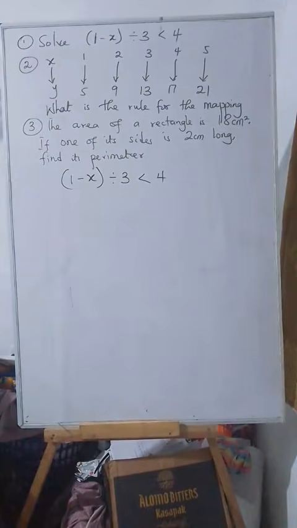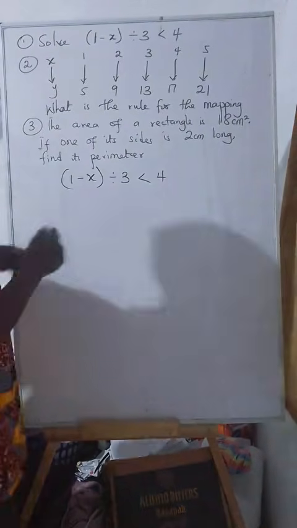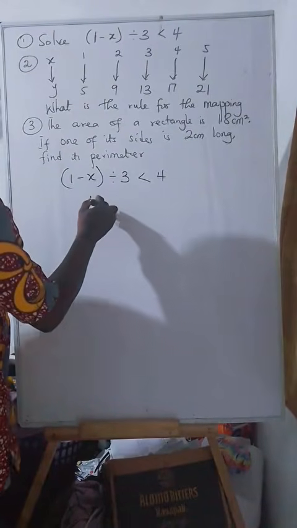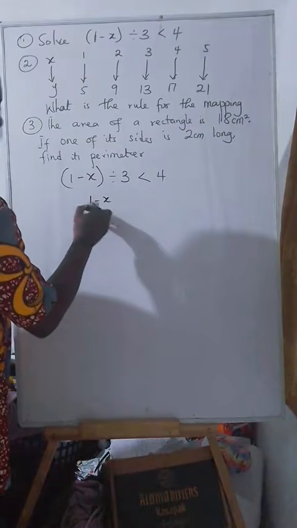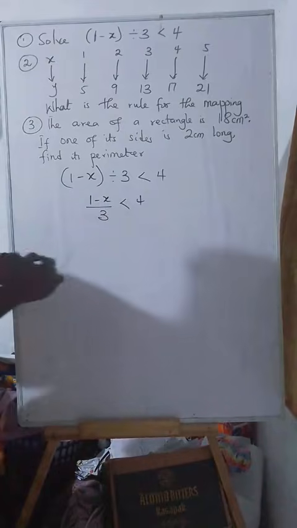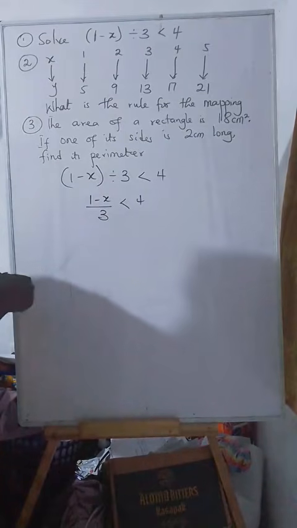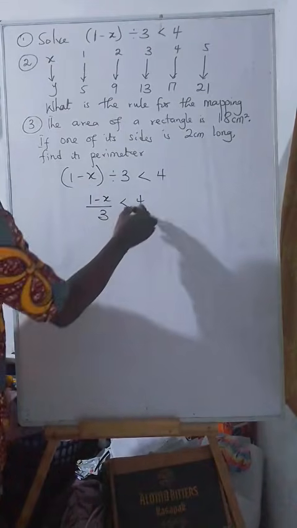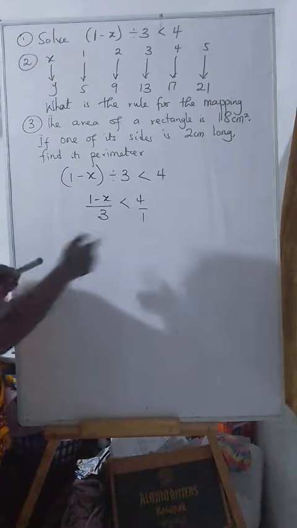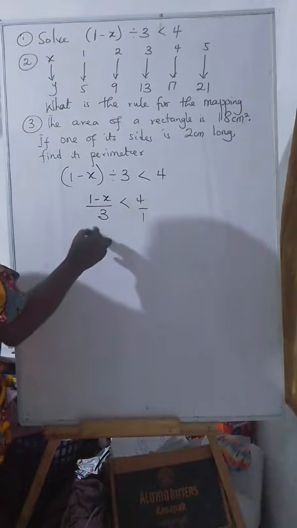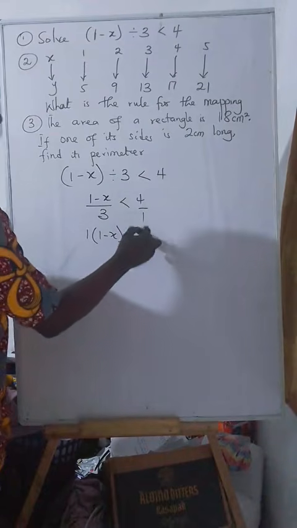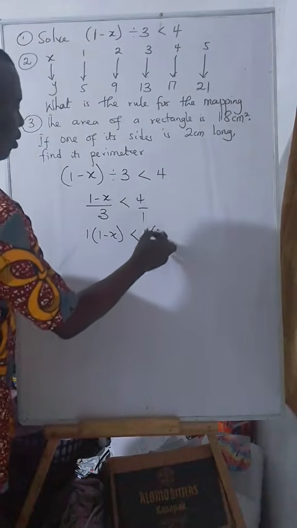Okay, so we want to solve these questions. This inequality: (1 minus x) all divided by 3 is less than or equal to 4. To solve this one quickly, we can use change of subject. We can use cross multiplication, so we have 1 multiplied by (1 minus x) less than 4 by 3.